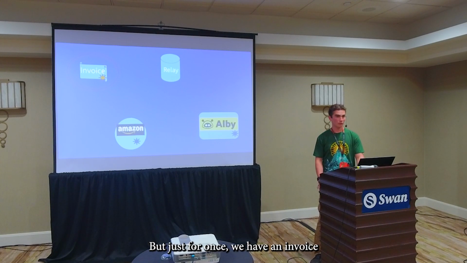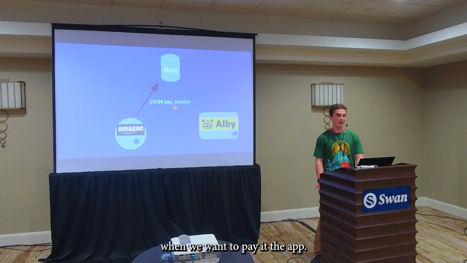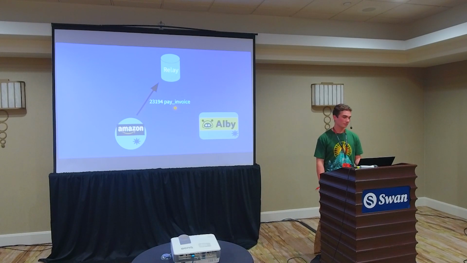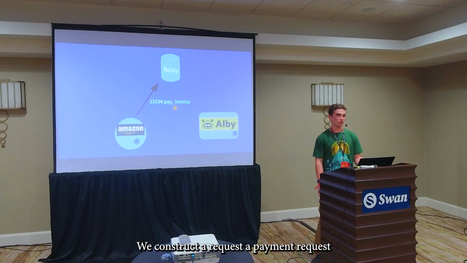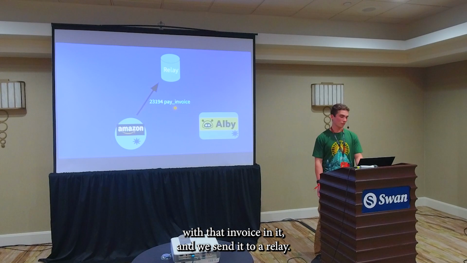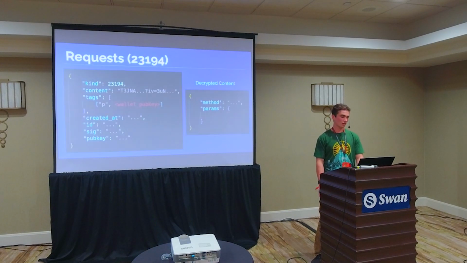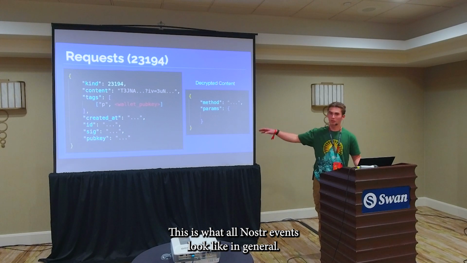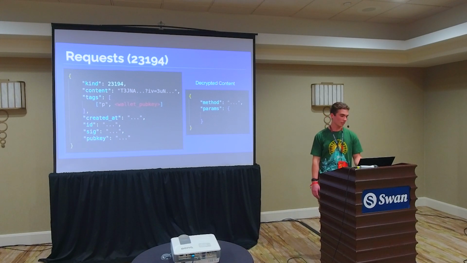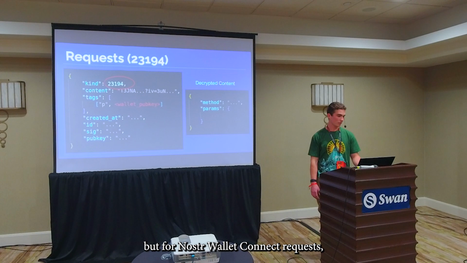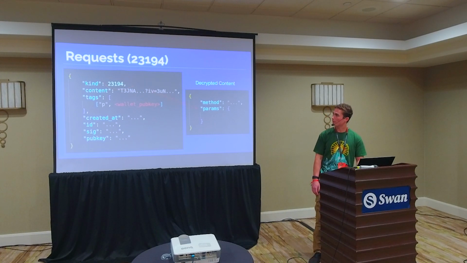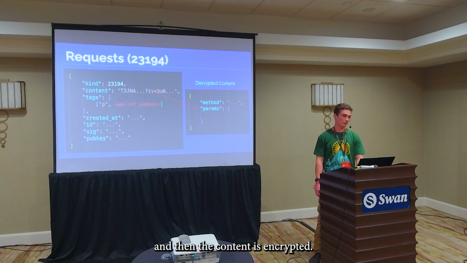But just for once we have an invoice, when we want to pay it, the app, so say we're on Amazon and we're buying a product, we construct a payment request with that invoice in it, and we send it to a relay. This request will look something like this. This is what all Nostr events look like in general. But for Nostr Wallet Connect requests, the kind is 23194, and then the content is encrypted.